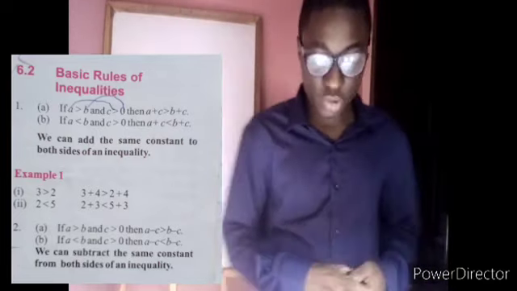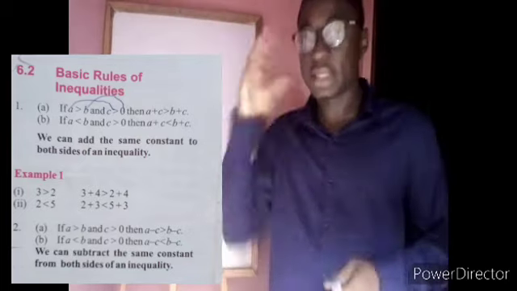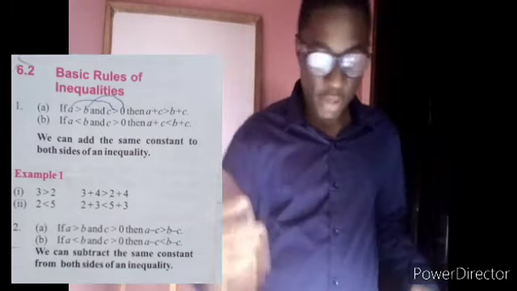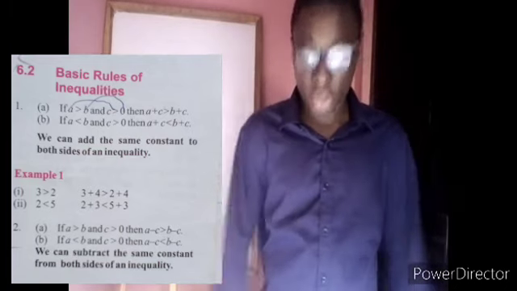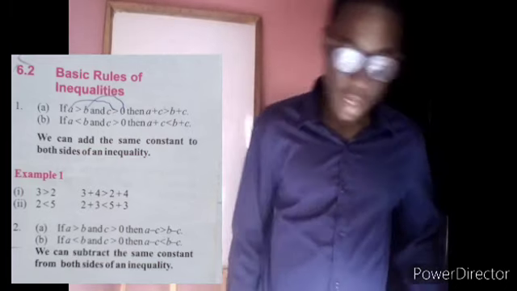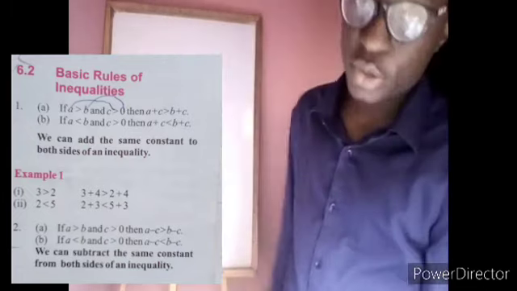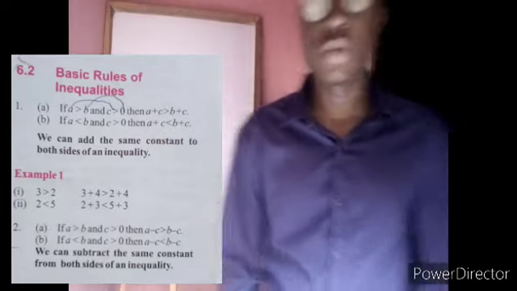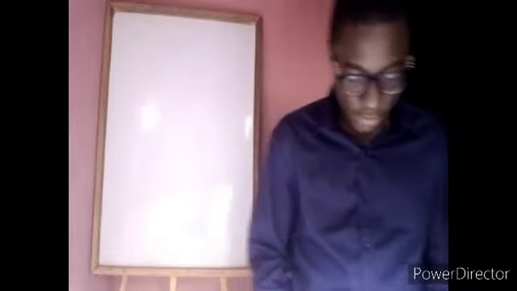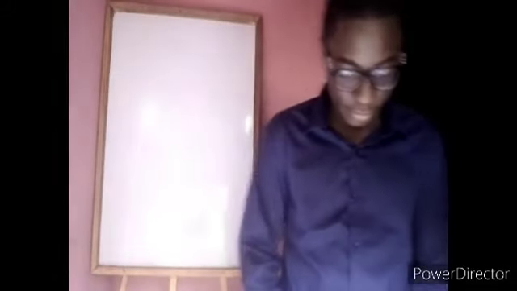You also have examples. For the first example, 3 is greater than 2, so 3 plus 4 is greater than 2 plus 4. Simple logic. They also have 2 is lesser than 5, which means 2 plus 3 will be lesser than 5 plus 3. What we're trying to show here is that these constants have certain behaviors. When they're added on both sides, they don't change the sign. But when you're adding negative numbers, it might give a different result. So let's explore what happens with negative numbers.